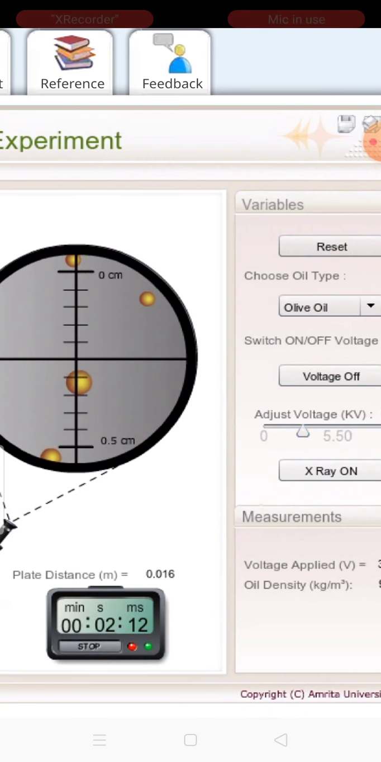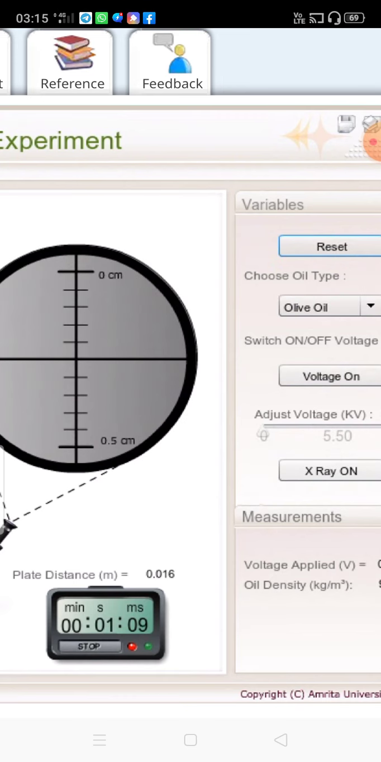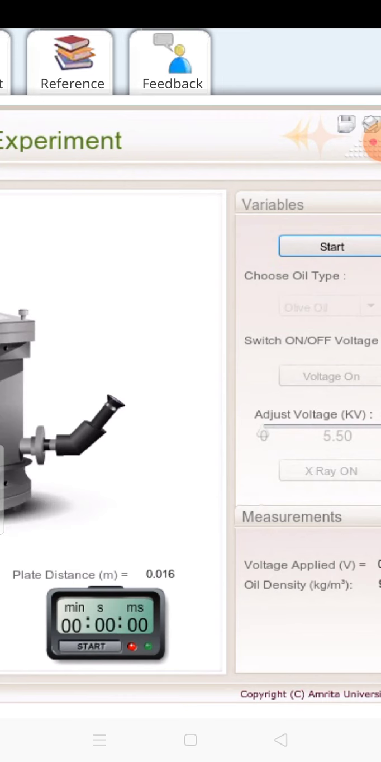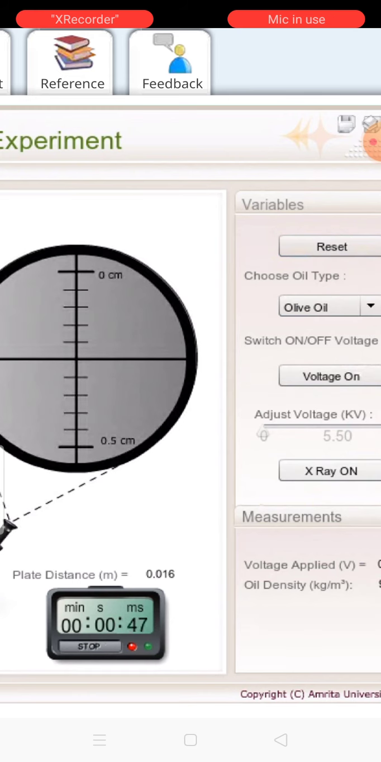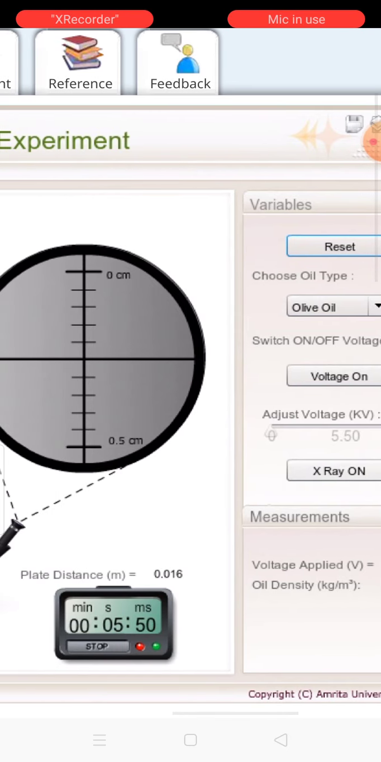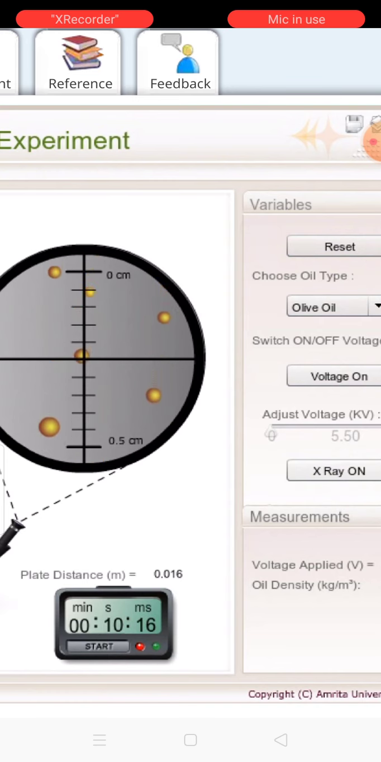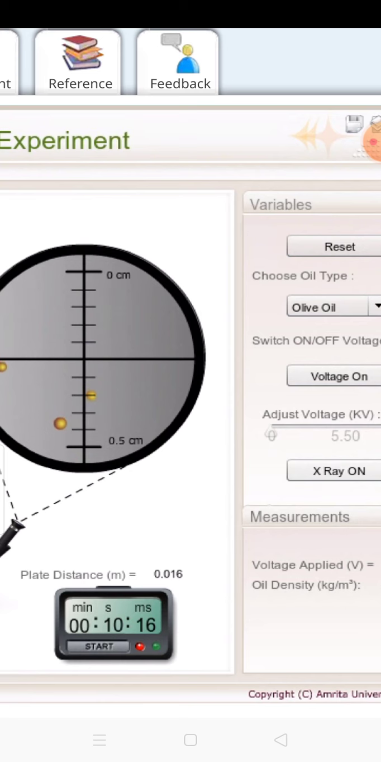Say reset it. Then start. Olive oil, voltage on. Start. Look over here, the voltage is 3.2 kilovolt. Then you just stop the clock and the voltage is stopped. As soon as the ball started from the upper position going down, the time will be calculated.